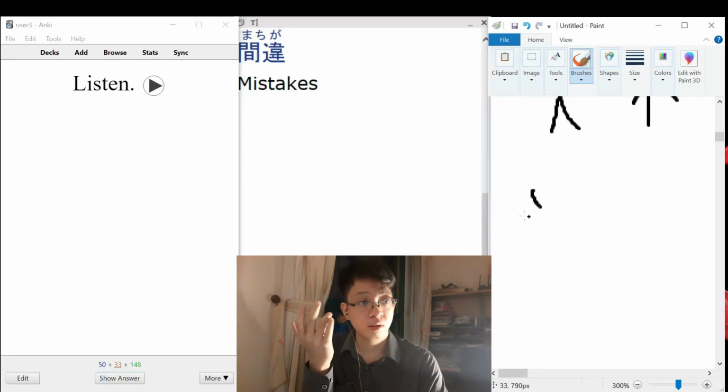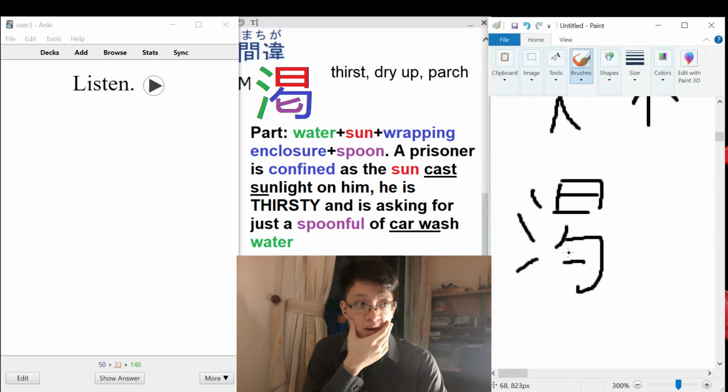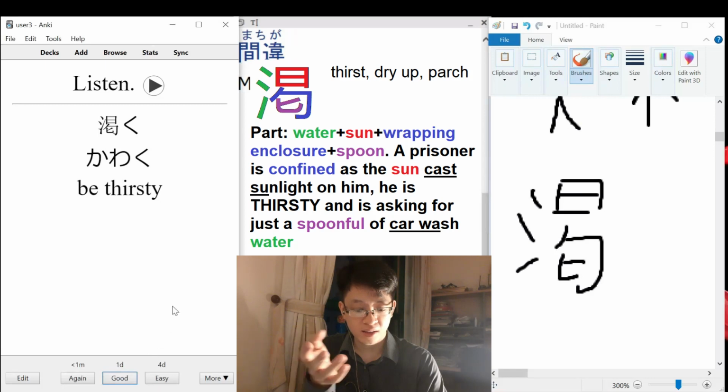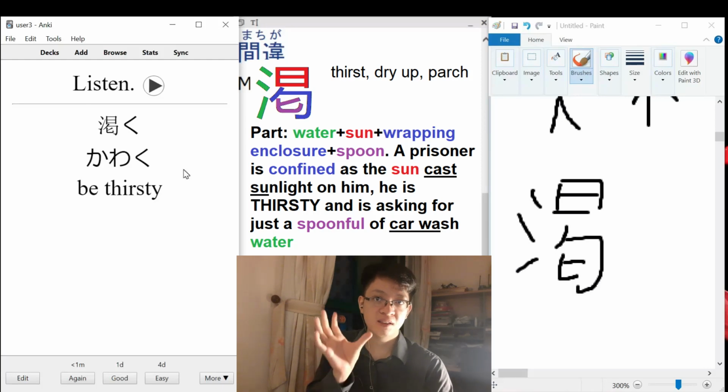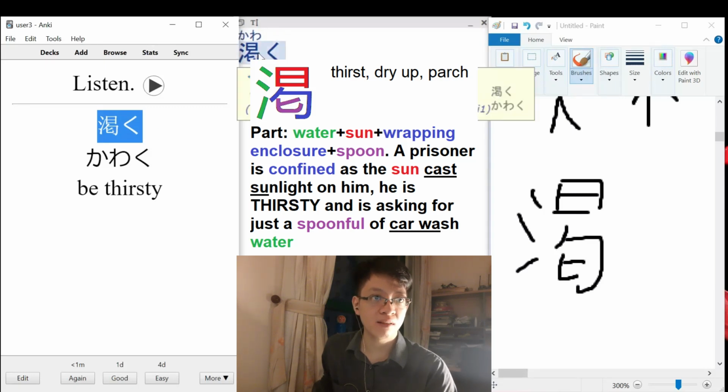We have water. Okay, so we're thirsty, so definitely want some water. And then the sun. Okay, the sun. And then wrapping enclosure, and then a spoon. Okay, so like there's a prisoner and he is confined and exposed to the sun, right? And therefore he's very thirsty and he wishes to have just a spoonful of water, and that would be the mnemonic with all the radical part included. Okay.